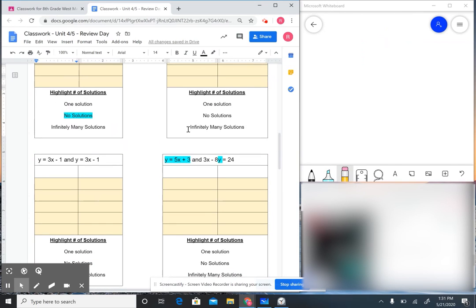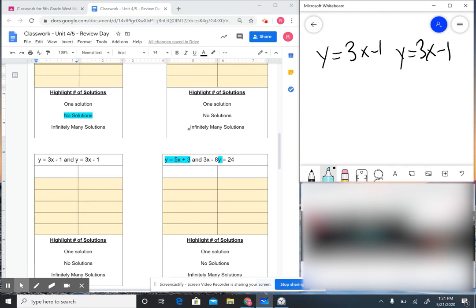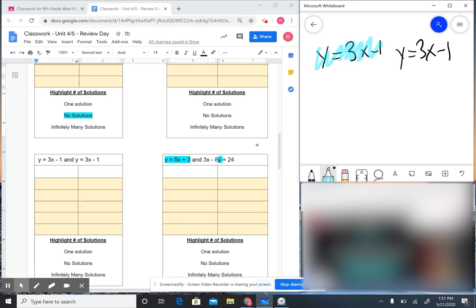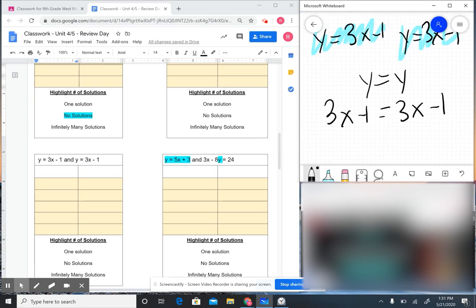So I'm going to go down one. And so now for the next one, I'm going to get y equals 3x minus 1 and y equals 3x minus 1. So now I'm looking at this, and they're both y equals mx plus b, right? So when they're both in y equals mx plus b, you want to set them equal to each other, right? So you're going to have 3x minus 1 equals 3x minus 1.